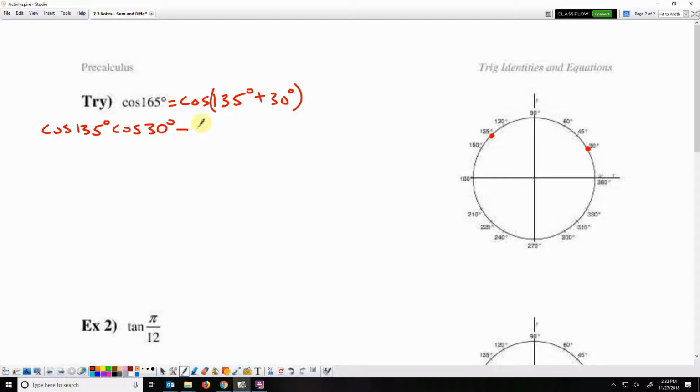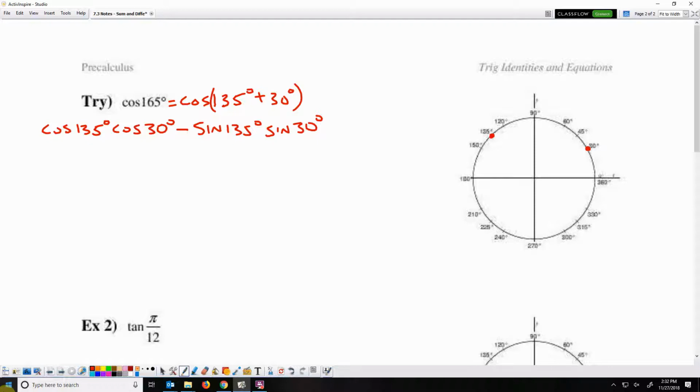Then sine alpha, sine beta, sine 135, sine 135. And I already did 135, sine 30. So I've got cosine alpha, cosine beta, minus sine alpha, sine beta.